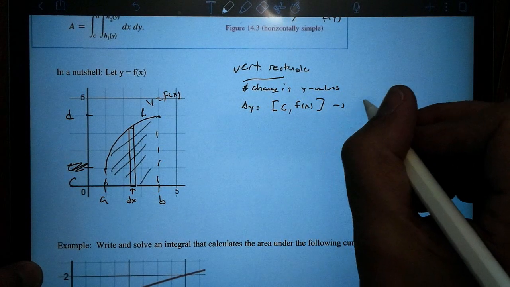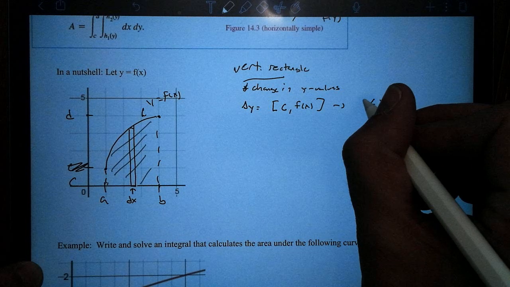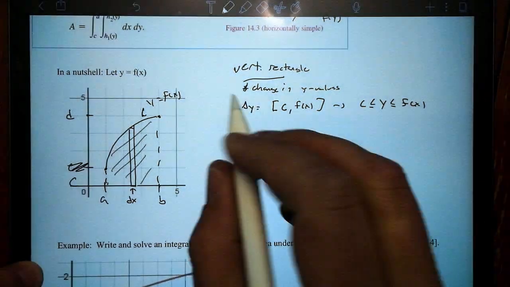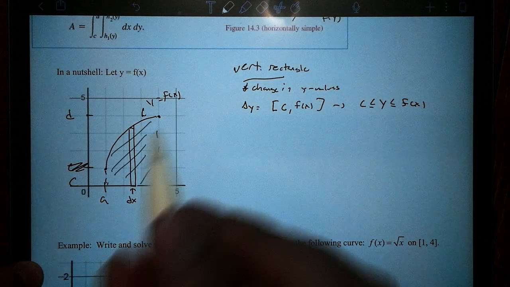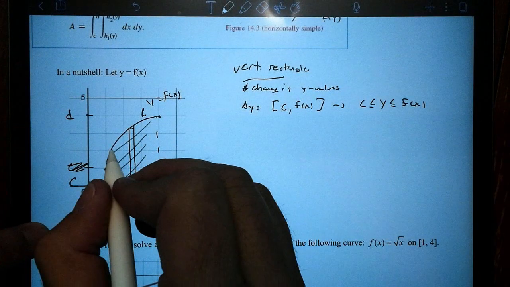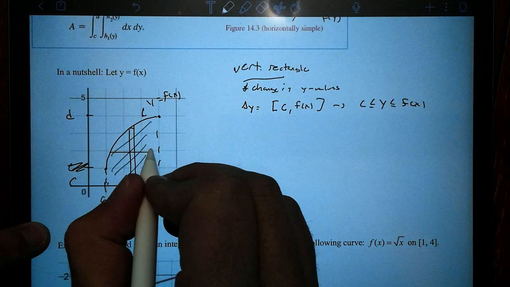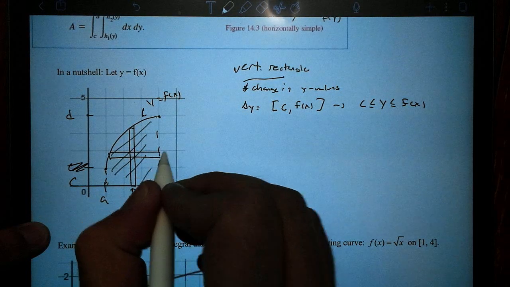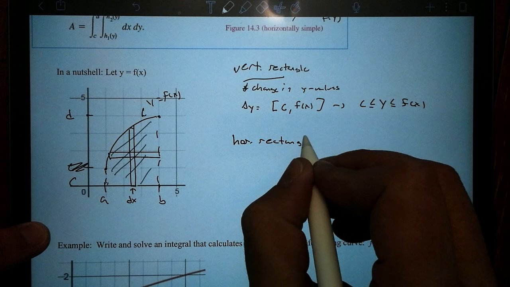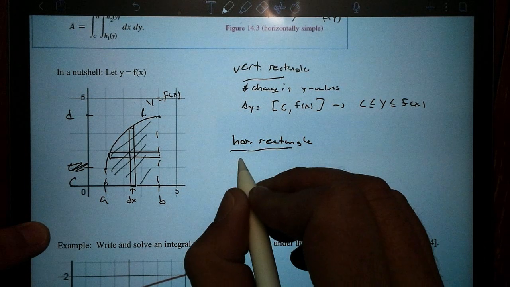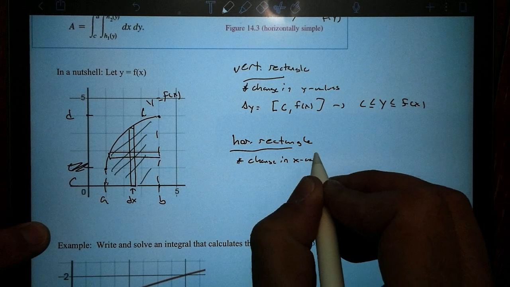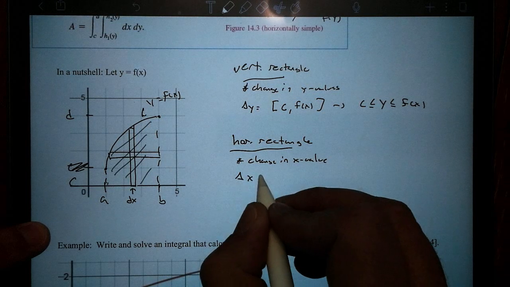In other words, we could say y goes from c to f of x, whatever c is. Now, next, let's imagine what we did last year, we also deal with the horizontal rectangle. So let's go ahead and draw our horizontal rectangle right there. In the horizontal rectangle, we always measure right to left. Now, the horizontal rectangle represents the change in the x values. In other words, it gives us delta x.